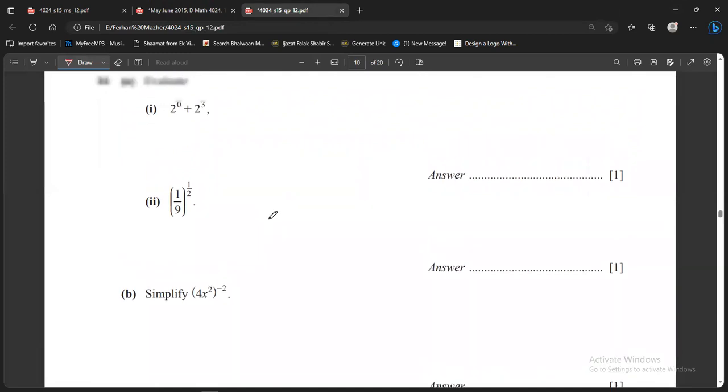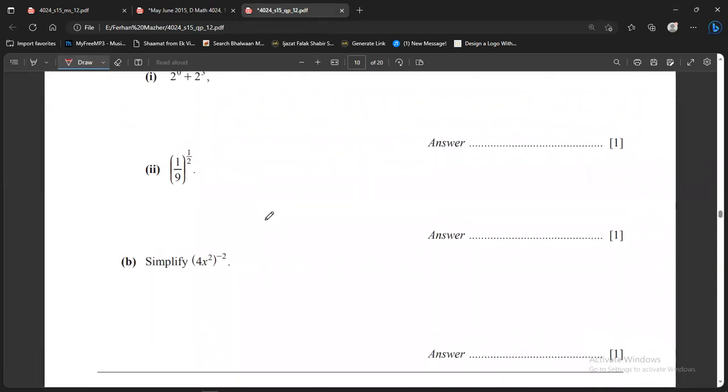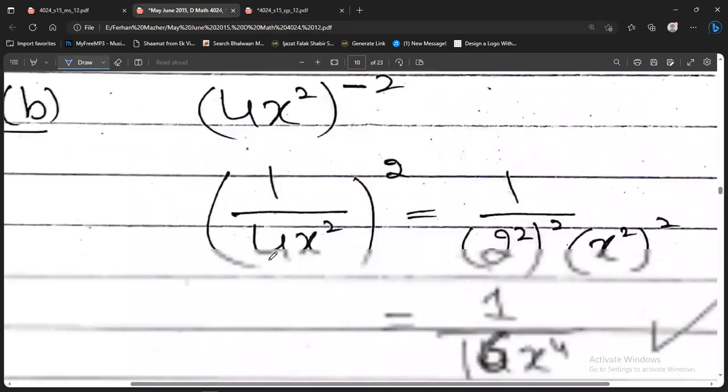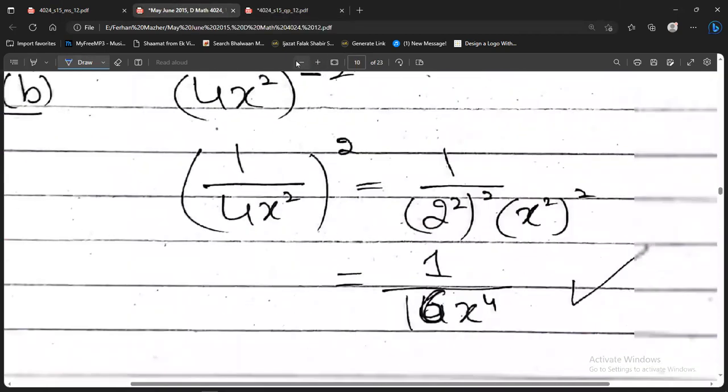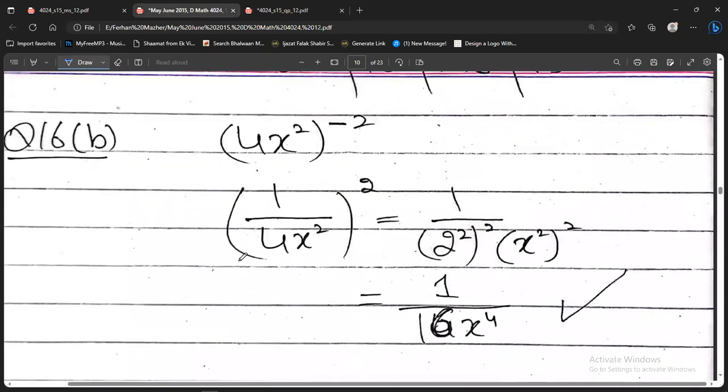Okay, question number 16, B part. He says, simplify 4x square and whole raised to power minus 2. This raised to power minus 2 is for both of them. So I will make that power positive, and inside the bracket, everything will reciprocate. So 1 divided by 4x square, the whole thing raised to power 2.